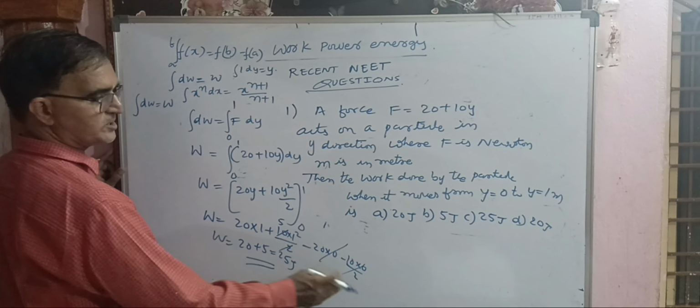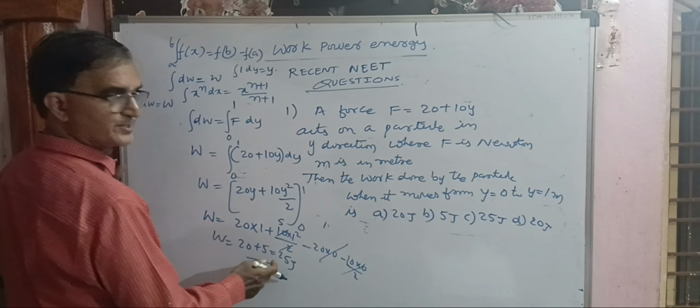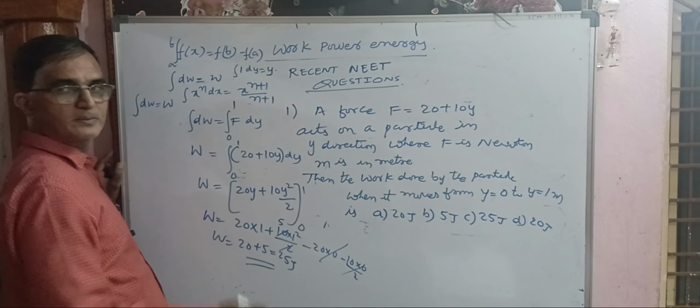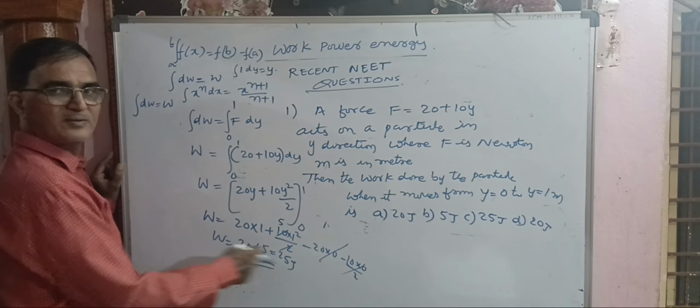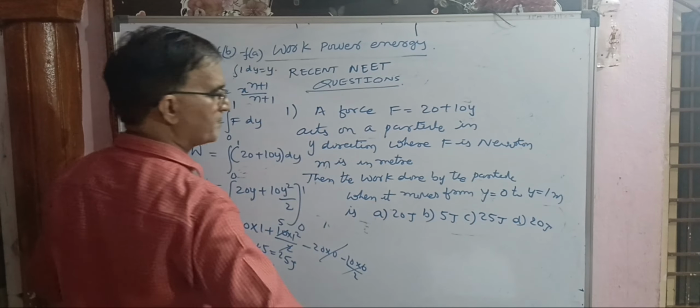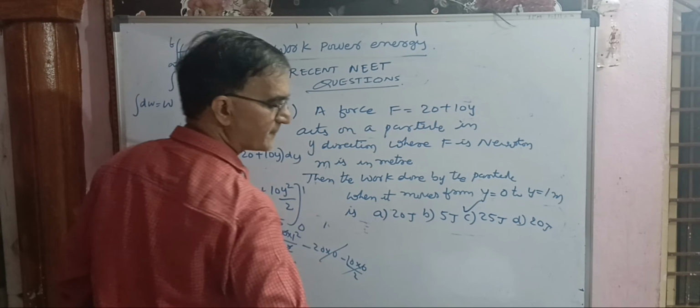Work done is 25 joules. This is the third option, C, which is correct.